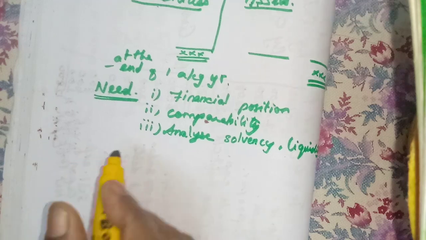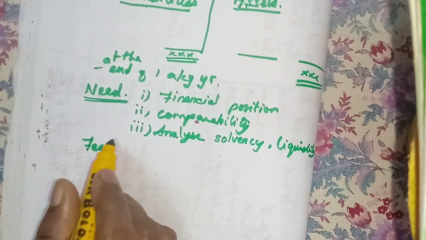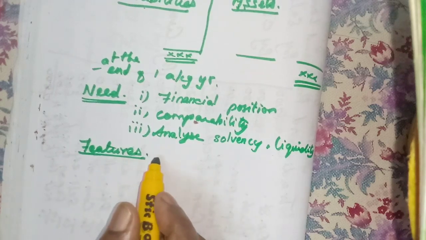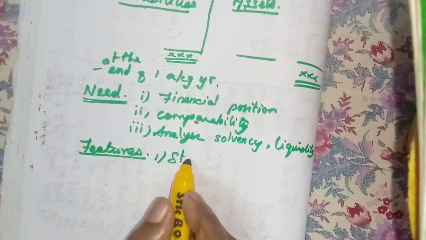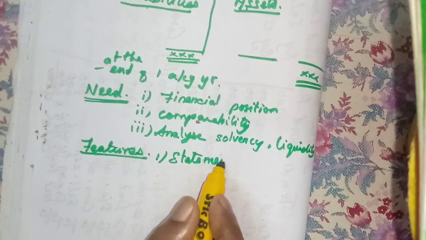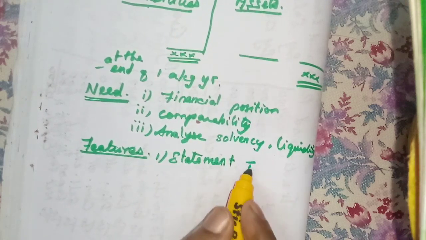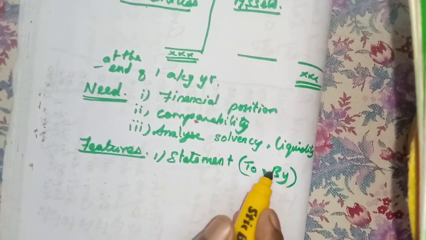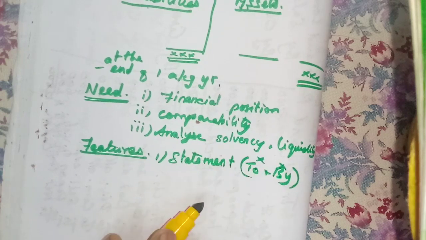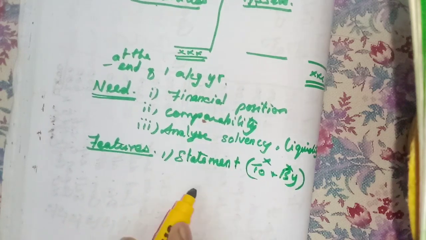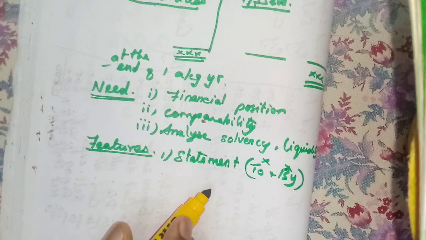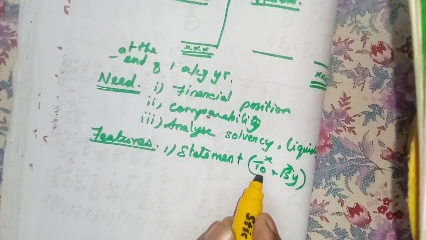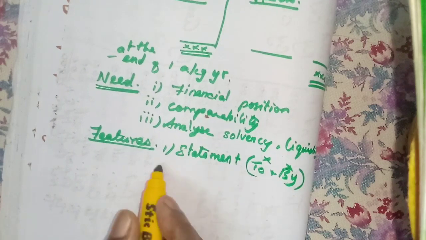Okay, then what are the features or characteristics of a balance sheet? So first we have studied that the balance sheet is a statement and it is not an account. Okay, so to and by, on the debit side we will write to and on the credit side we will write by. This will not appear in the balance sheet. Okay, only the assets names will be entered and liabilities names will be entered, but it does not have that to on the debit side, by on the credit side.